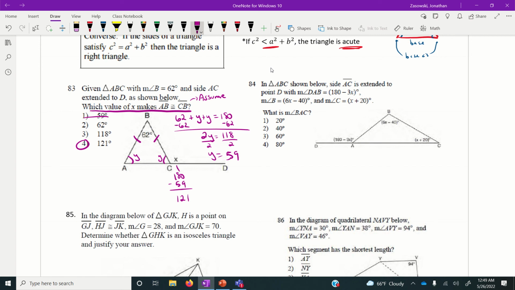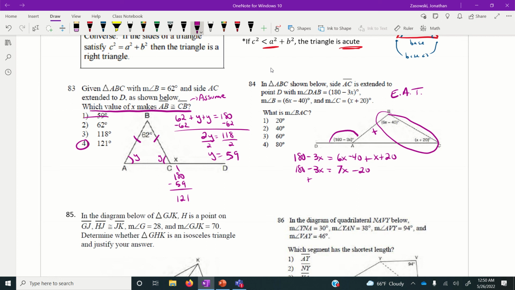Number 84. We have our extended line out here. So remember, this is the exterior angle theorem. These questions are easy. We should want to eat them up and get all the points. What that means is this exterior angle is equal to the sum of these two angles. So we can make an equation. 180 minus 3x is equal to 6x minus 40 plus x plus 20. So let's combine like terms. 180 minus 3x. This is going to be 7x, and then minus 20.